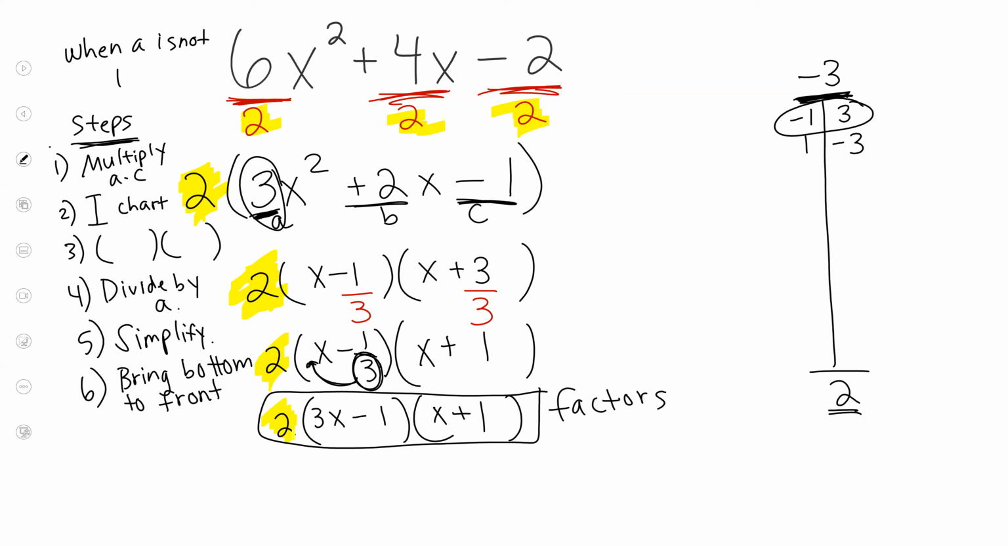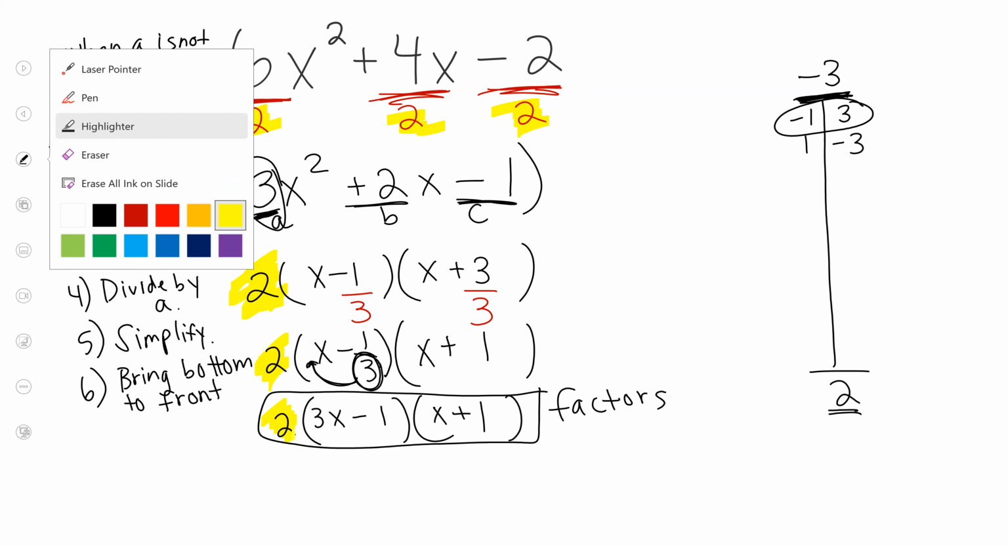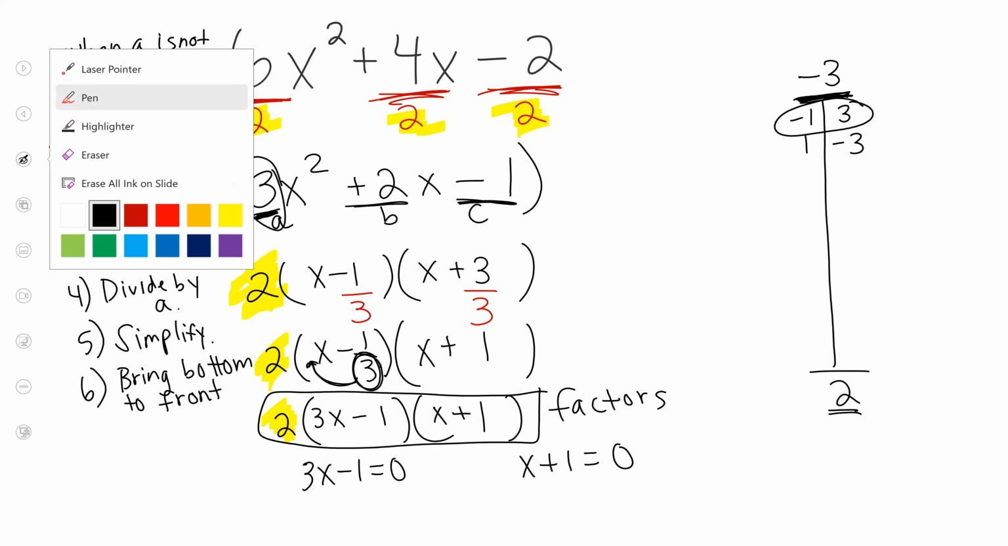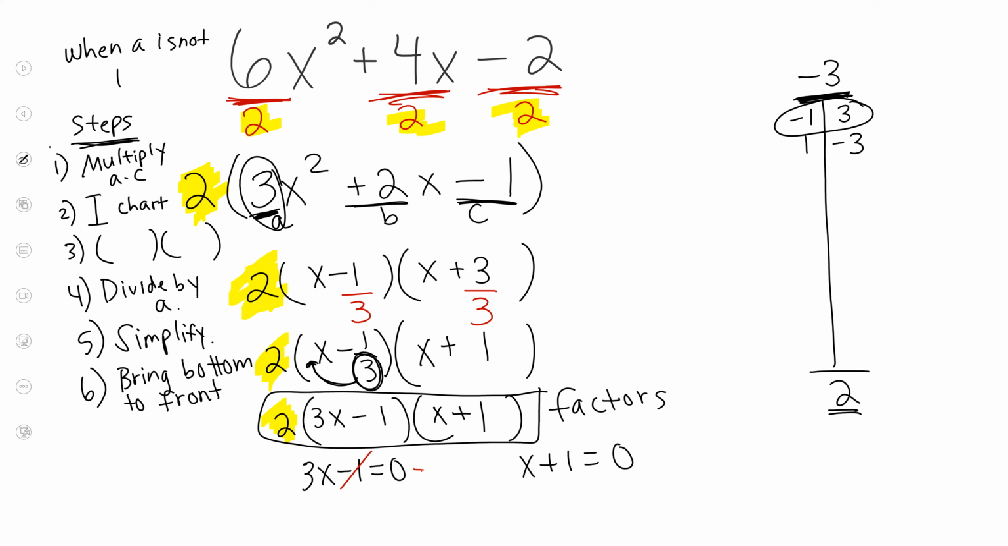Now, let's take it one step further and give the solutions. So if I wanted to do my solutions, set this factor to 0 and this factor to 0. And now we'll solve. So I'm going to add 1 and I get 3x equals 1. Then divide by 3. So this is one solution. The other one is x equals negative 1. So these are my solutions.